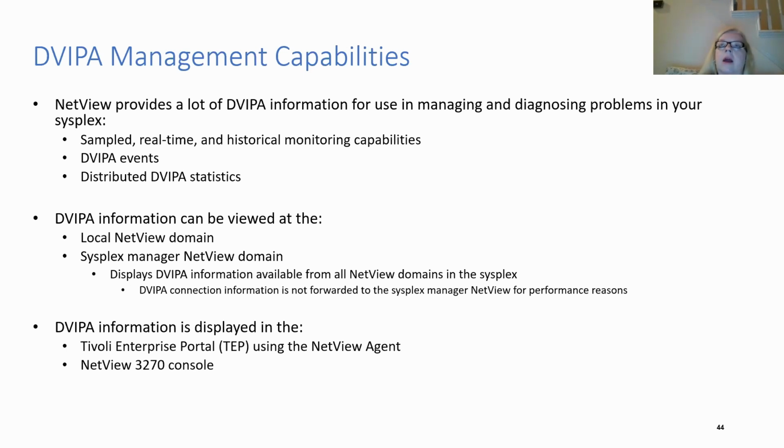So you can view the DVIPA information at the local NetView domain, or at a Sysplex Manager NetView domain. And at the Sysplex Manager NetView domain, you can see all of the DVIPA information from all the NetView domains in the Sysplex. The only information that we don't pull into a single system is the connection information, because there can be a lot of connection information, and so we don't do that for performance reasons.